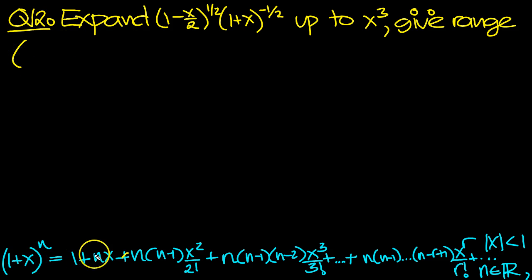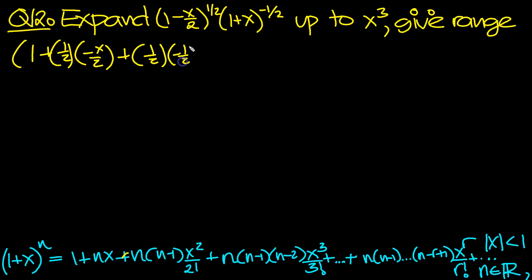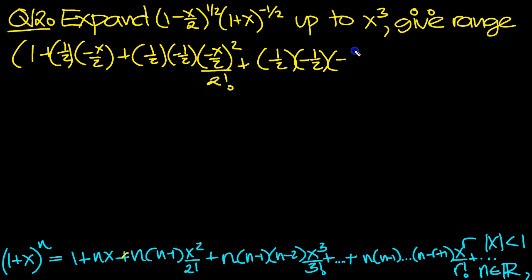So the first term, use the formula that we've got. For the first bracket it will be 1 plus n, which is a half, times the input x, nx, so that's minus x over 2. Then the next term, n(n minus 1), so the n is a half, n minus 1 is minus a half, input x squared over 2 factorial, plus n (a half) times n minus 1 (minus a half) times n minus 2, input x cubed over 3 factorial plus dot dot dot.